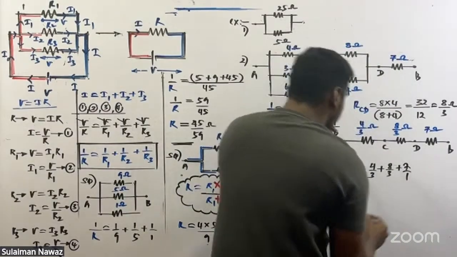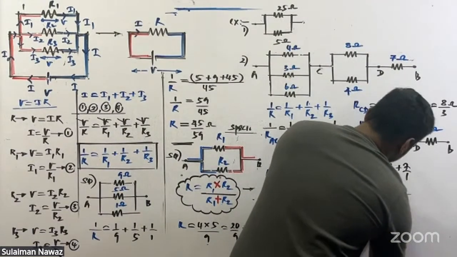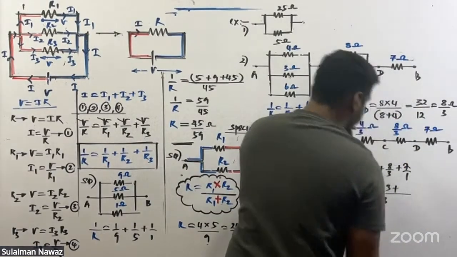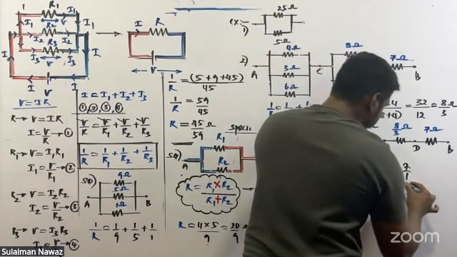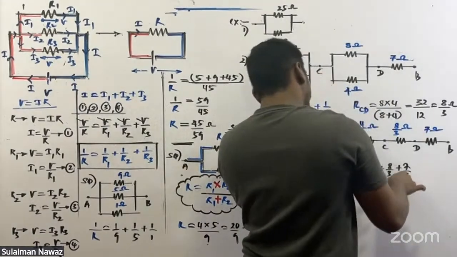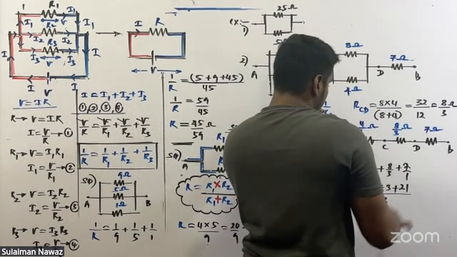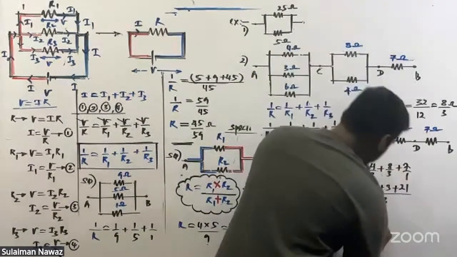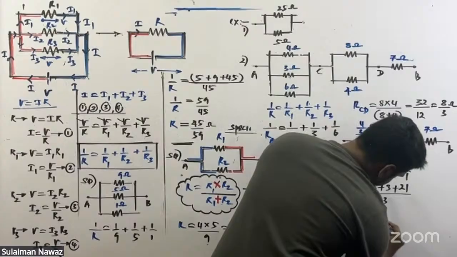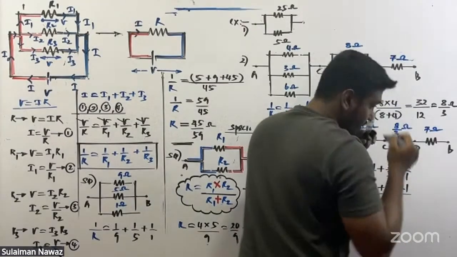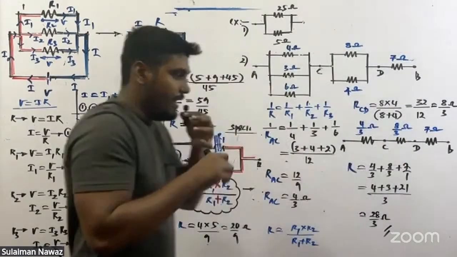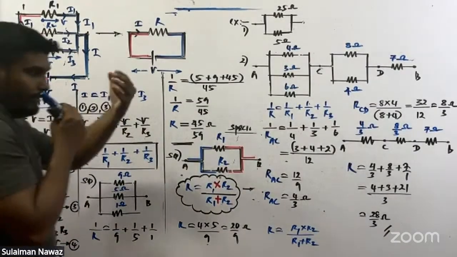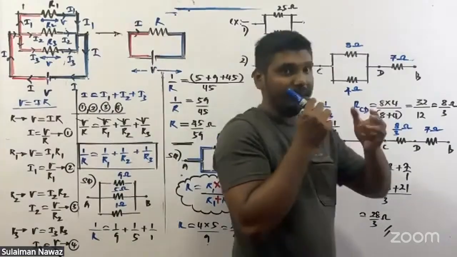So when you simplify this, the common denominator is going to be 3. Then it's 4 plus 3 plus 21, right? 21. Then 21 plus 3 means 24, so 28 over 3. 28 over 3 ohms. Done? Right, okay. I think now we have an understanding about the resistors. So that story is okay. Now we'll do some special points.